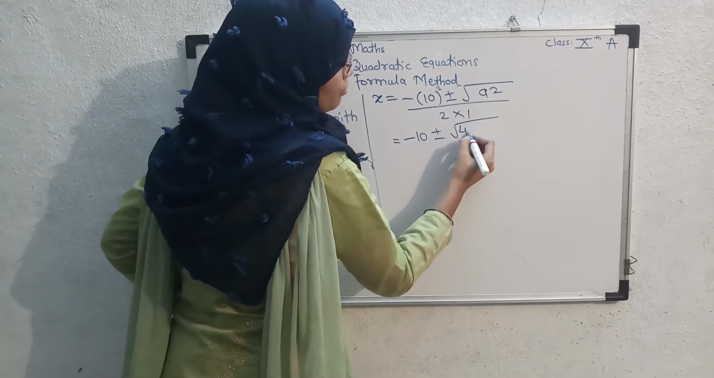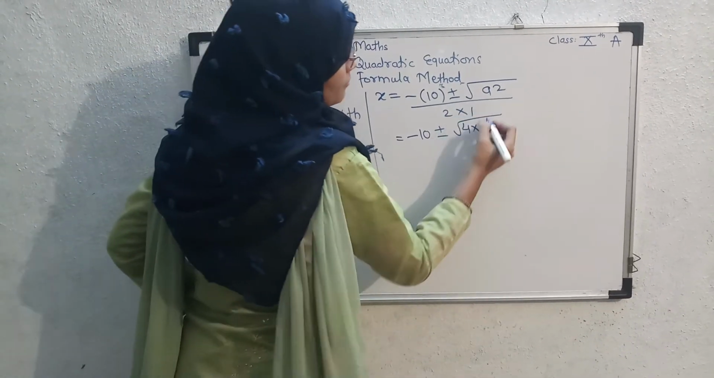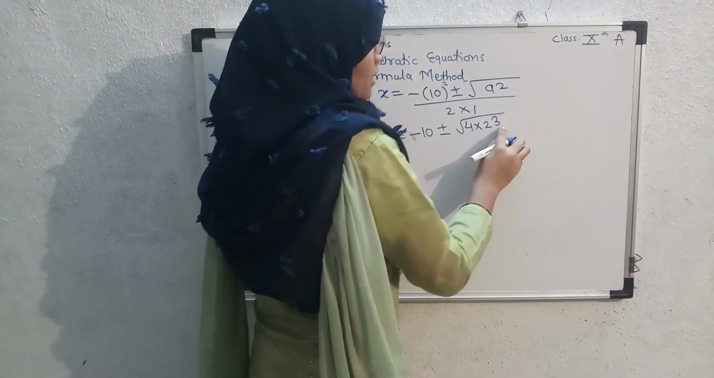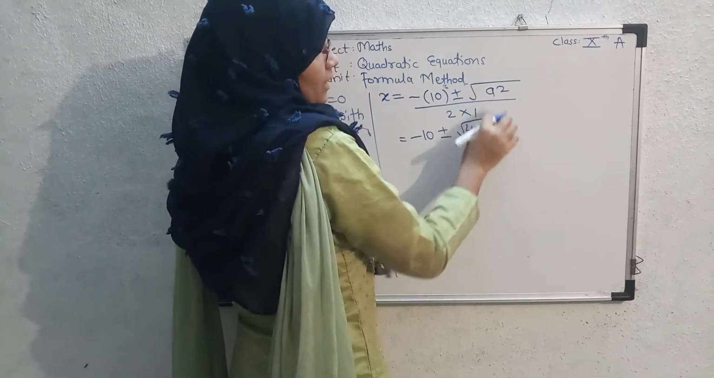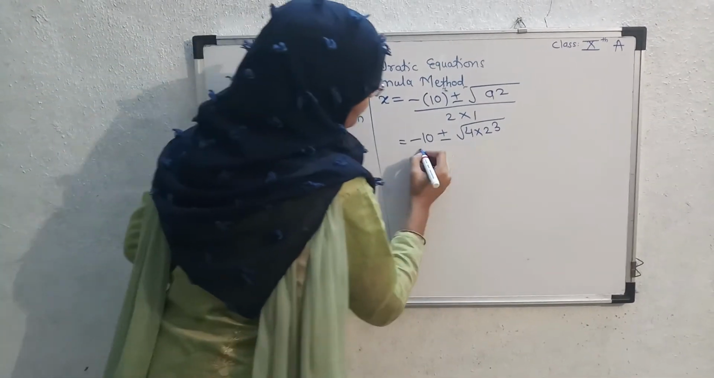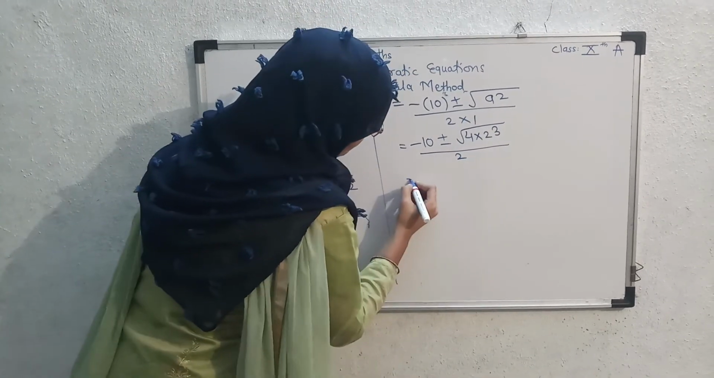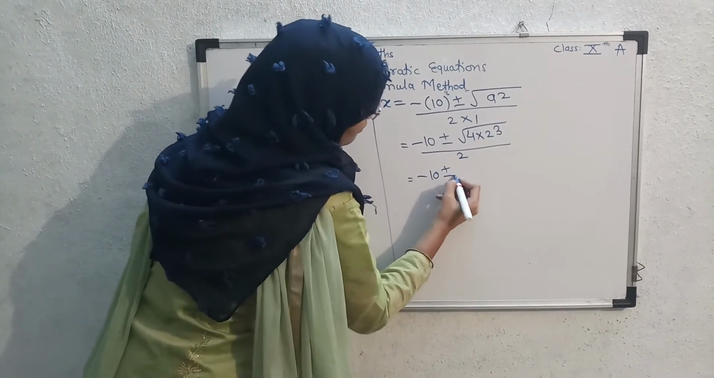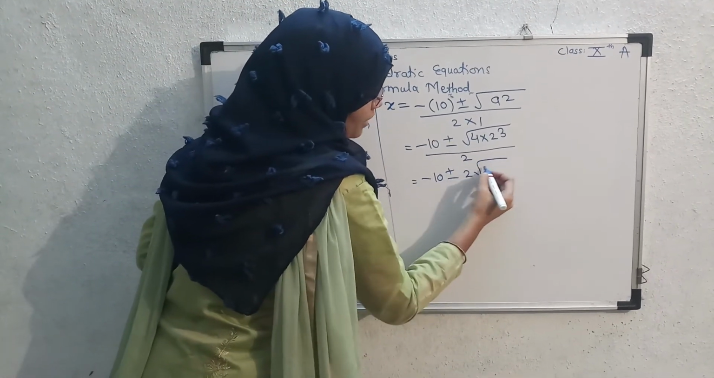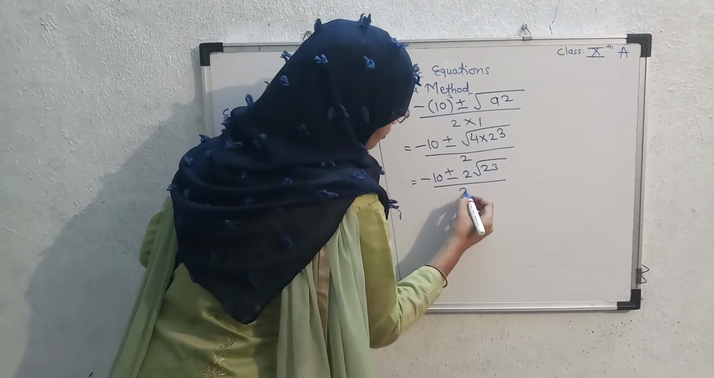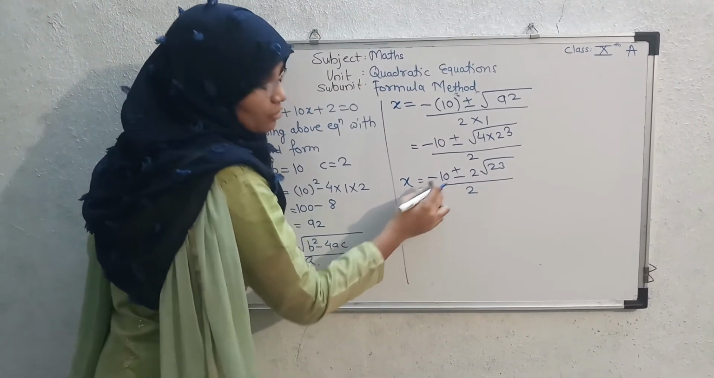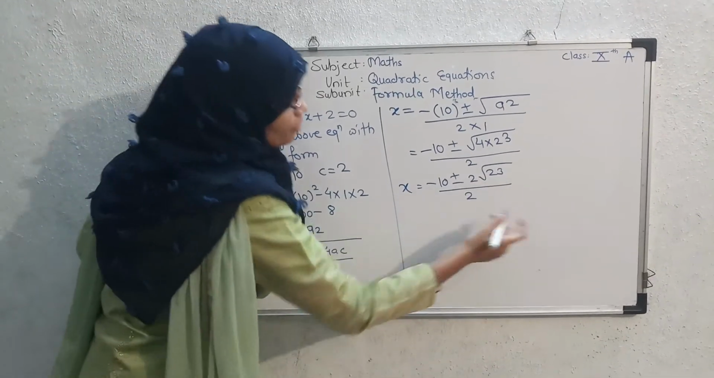We convert it into multiple of 4. 4 into 23. 4 3s are 12, carry 1. 4 2s are 8 and 1 is 9. Therefore 92 can be written as 4 into 23. We get minus 10 plus or minus square root of 4 is 2, 23 as it is under root, upon 2. We got x is equals to minus 10 plus or minus 2 under root 23 upon 2.